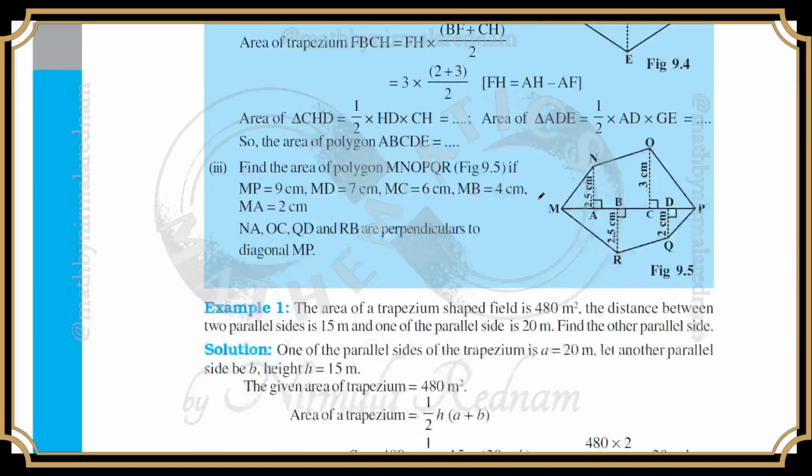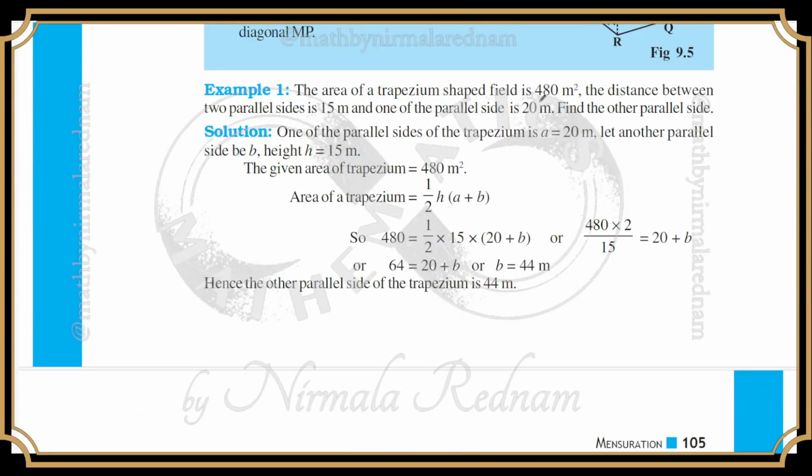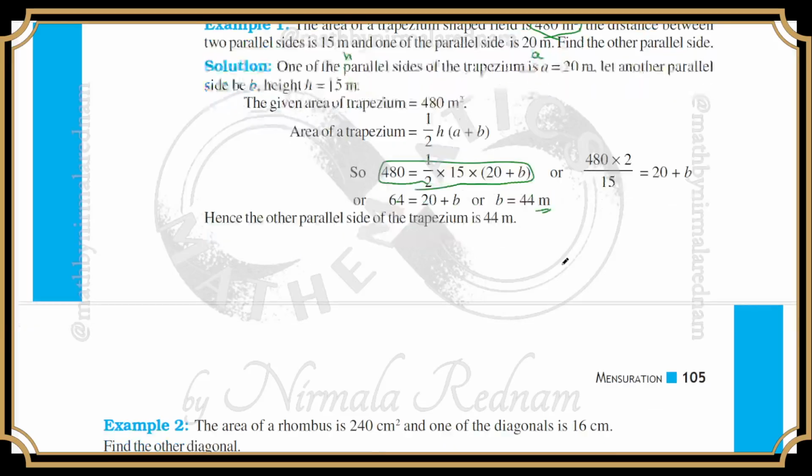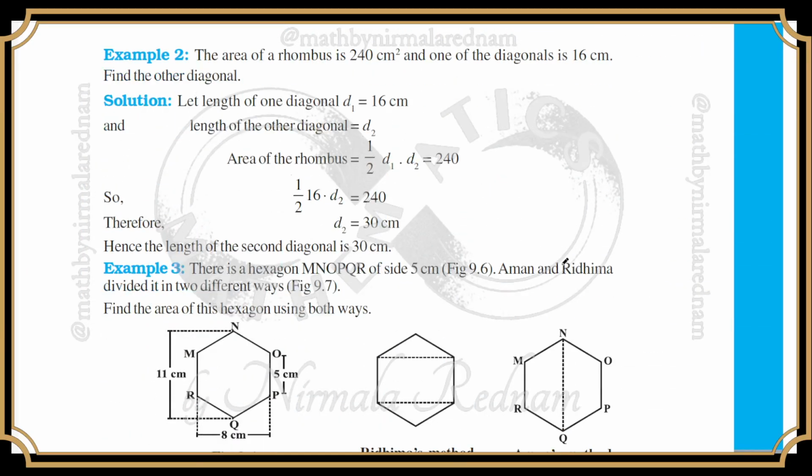Let's look at the solved example. Area of a trapezium is given as 480 square centimeters. The distance between the parallel sides, which is the height, is 15 meters, and one of them is 20. Let's say a is 20. Can you find b? Simply by equating this formula to 480 and then simplifying it, you can find the side length of the other parallel side, right? So that is how the question can be asked.